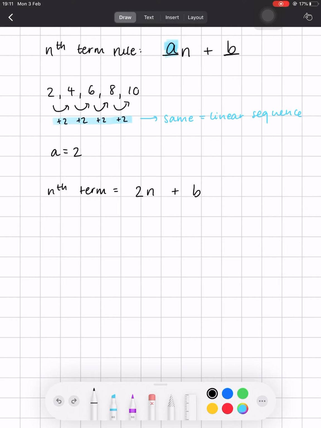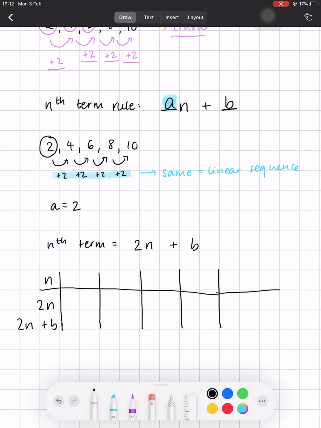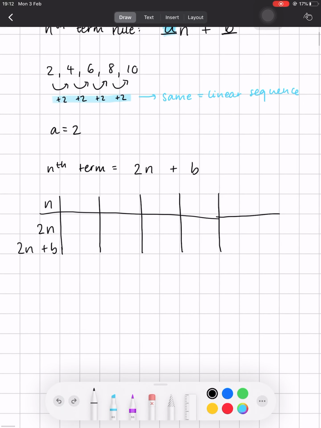Well, let's create a table, like so. We say this is n, this is 2n, and then this will be 2n plus b. So if we take each value that we have, n just represents the position of the number. So here 2 would be the first position, 4 would be the second position, 6 would be the third position, and so on. So n just represents the position number. Let me just write that down. So n is the position of the number, or the term you could say.